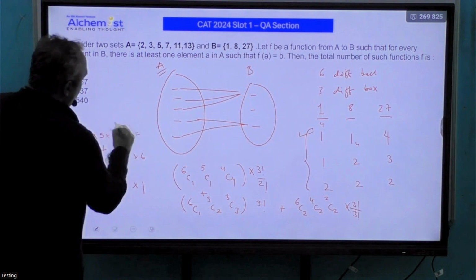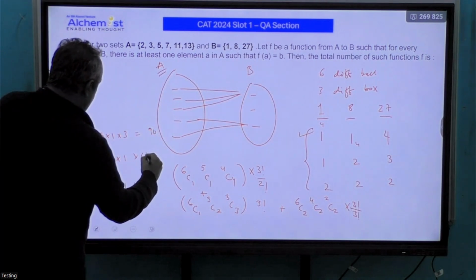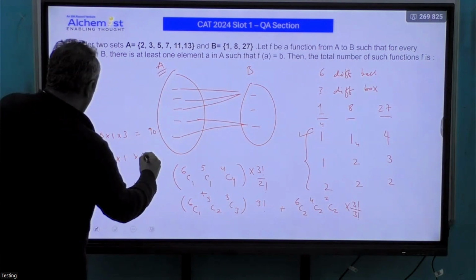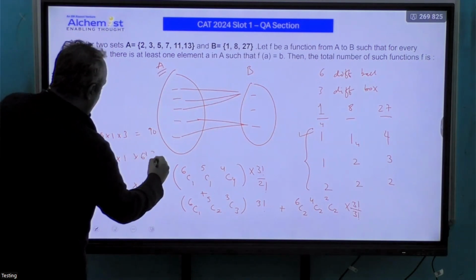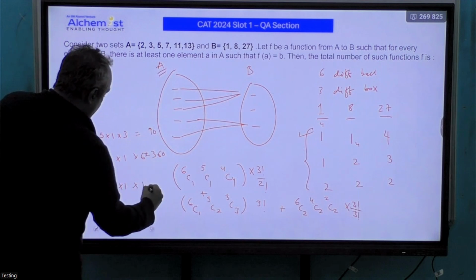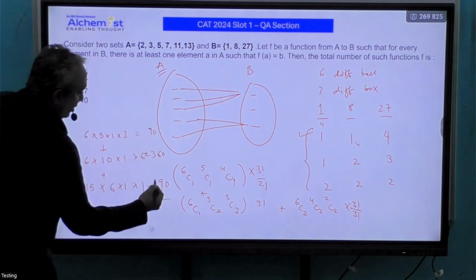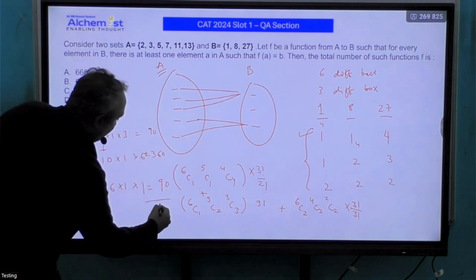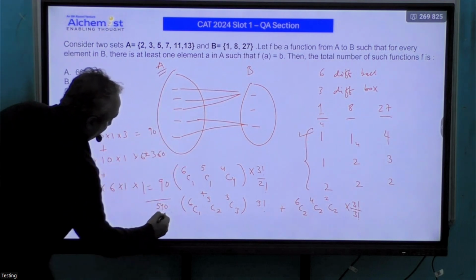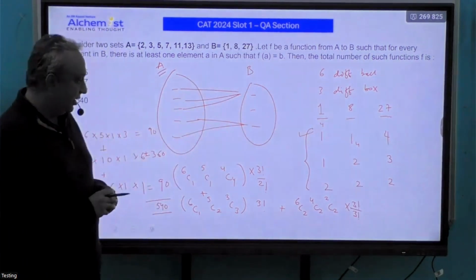So I get what? I get 90 plus this 36 is 60. And I get a plus of 90 again. I add them up. So I get 450 plus 90 is 540. So that is our answer. So you could have done it this way and we would have been able to solve it like this.